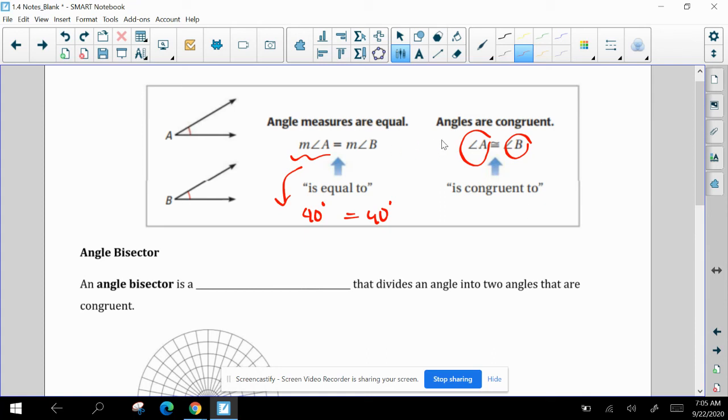So there's no m's, right? So I'm going to say no m's. Remember, m stands for angle measure. And here we have m.